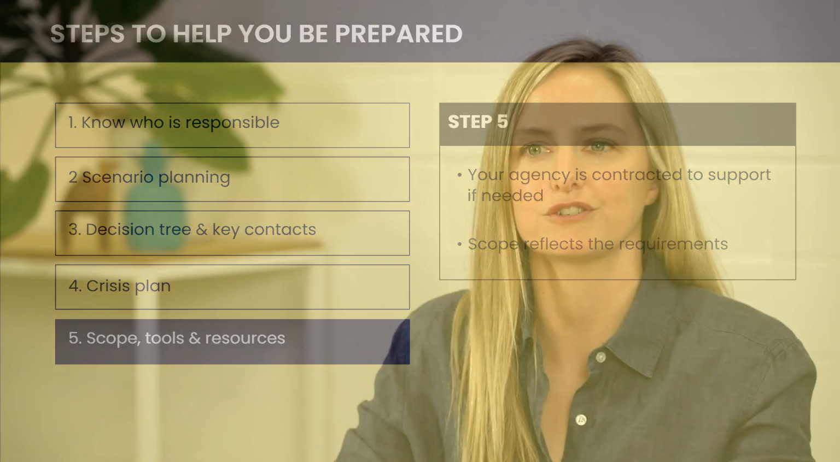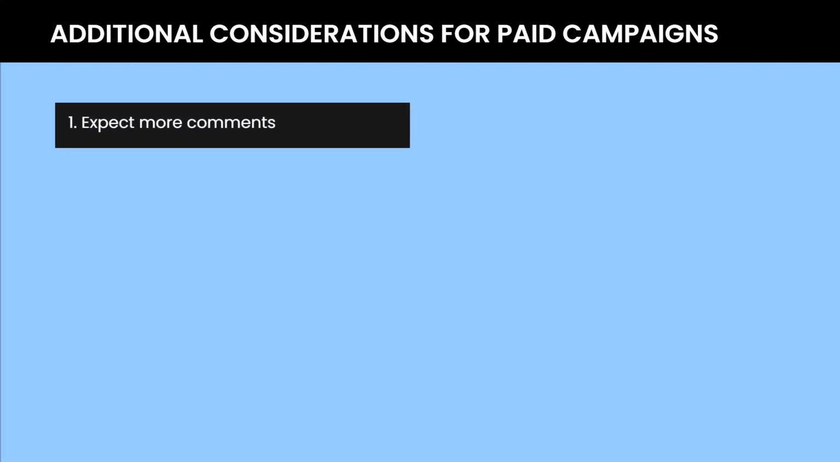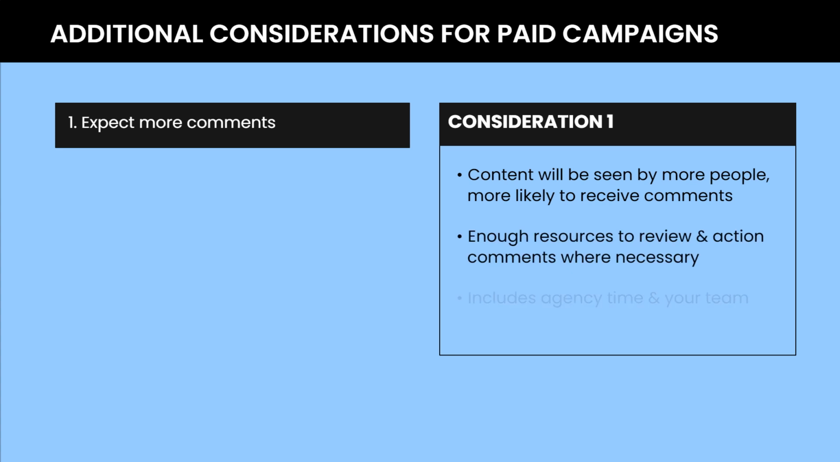There are some additional considerations that are specific to running a paid social campaign. The first is expect more comments. If your content is being promoted, it's been seen by more people, so it's more likely you're going to receive comments than on your organic content alone. So you should be prepared with enough resources to review and action these comments where necessary. This includes both your agency's time, but also ensuring someone is available on your side if a comment needs to be escalated for further action.